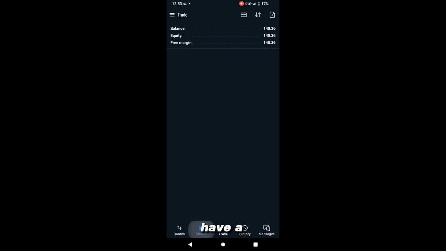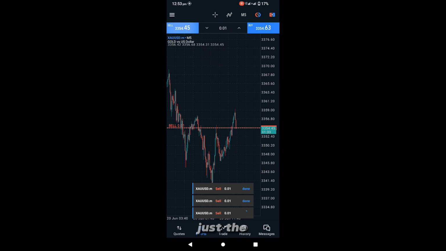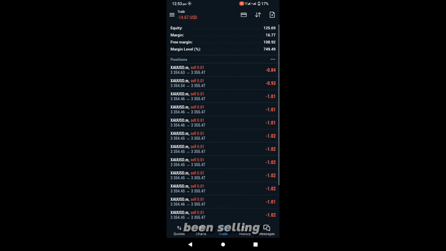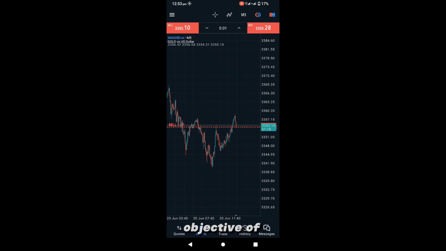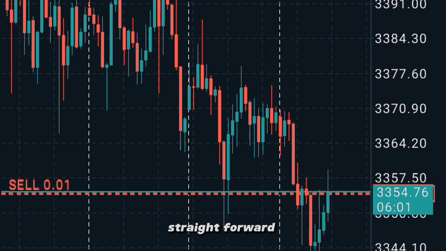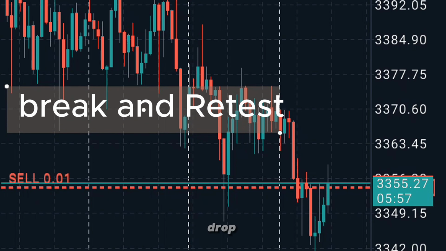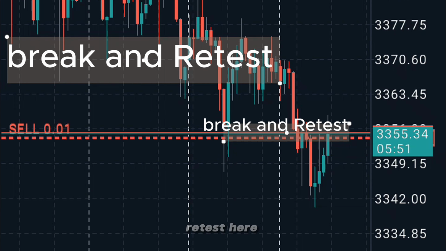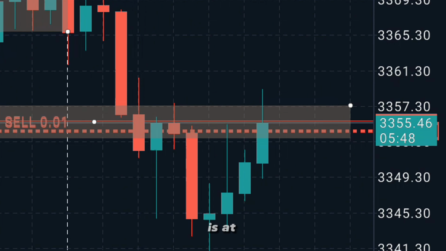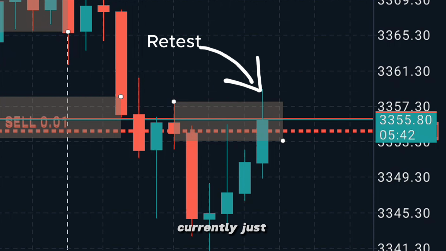Well, I have a sell entry again, and it's just the end of this week. My entire week, I have only been selling gold with the objective of just following the sell trend. Now my reason for entry is simple and straightforward. You see, we have this break and retest for a drop, and another break and retest here. My focus is at this retest, which I currently just see.